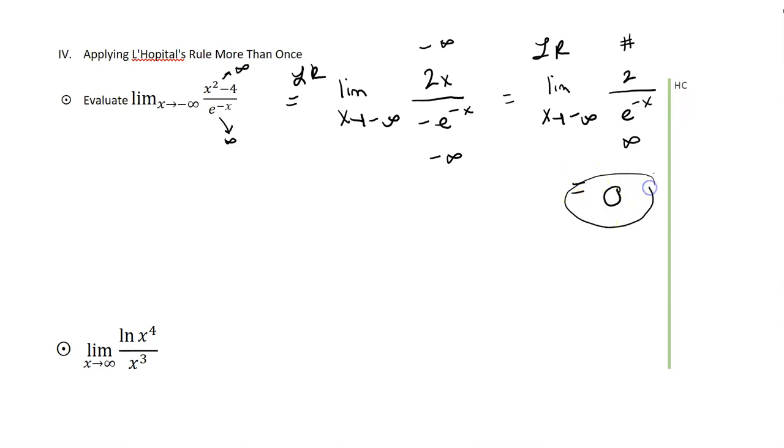One thing that I do want to point out is that this particular limit right here is not evaluated by L'Hopital's rule. A number divided by something approaching infinity is not an indeterminate form. That gives you 0. It's only something that is infinity over infinity, or 0 over 0. Let's look at another one.